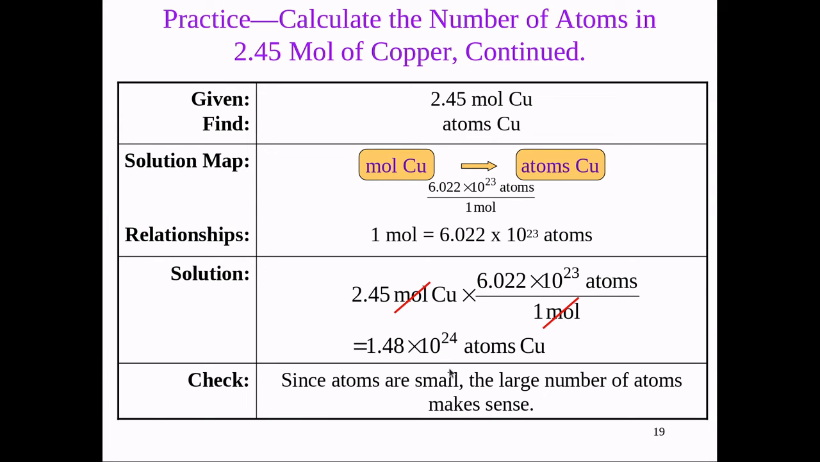And we do a little check here. This number should be larger than Avogadro's number because we had more than 1 mole to start off with. And Avogadro's number again is 10 to the 23rd. This is 10 to the 24. So that number makes sense.